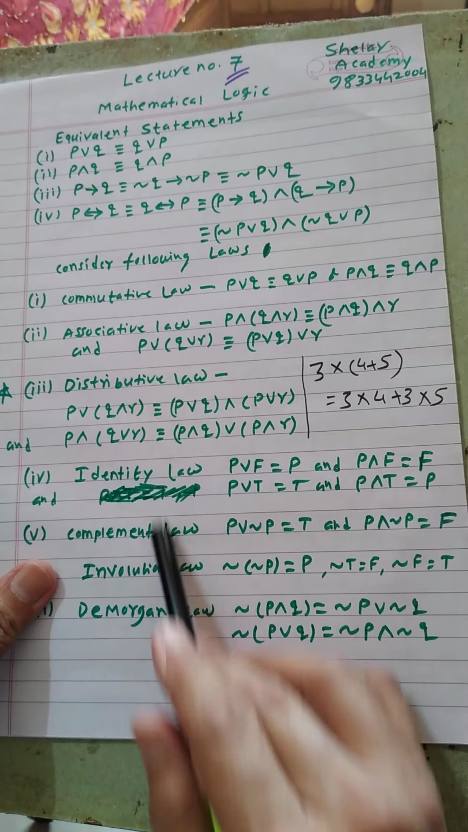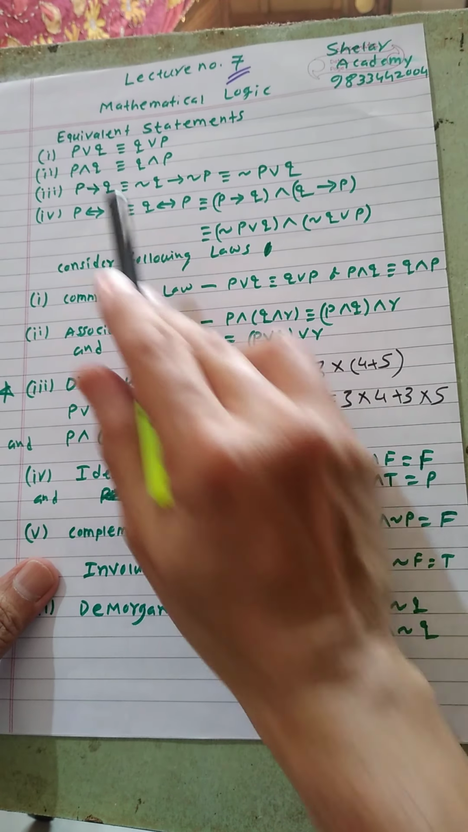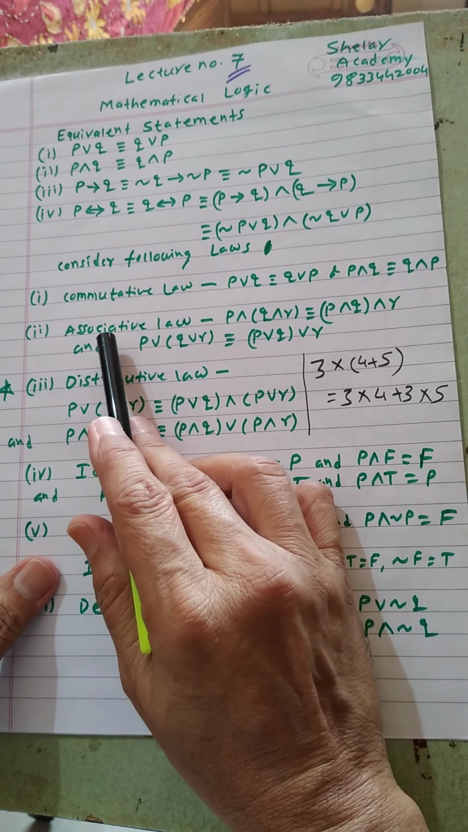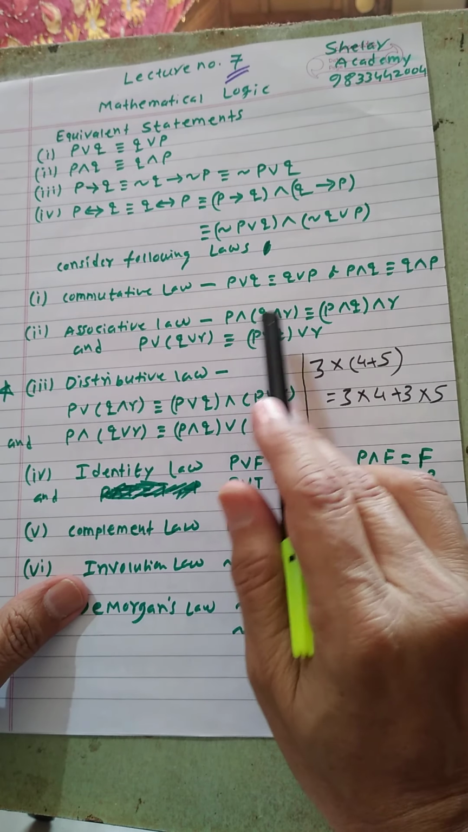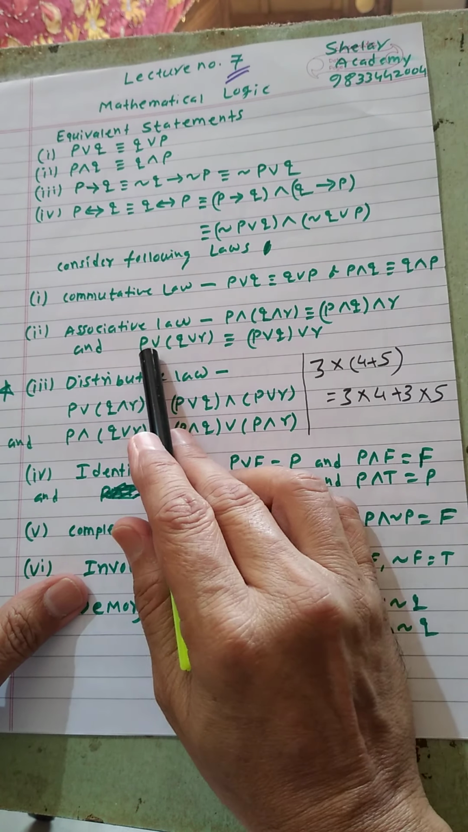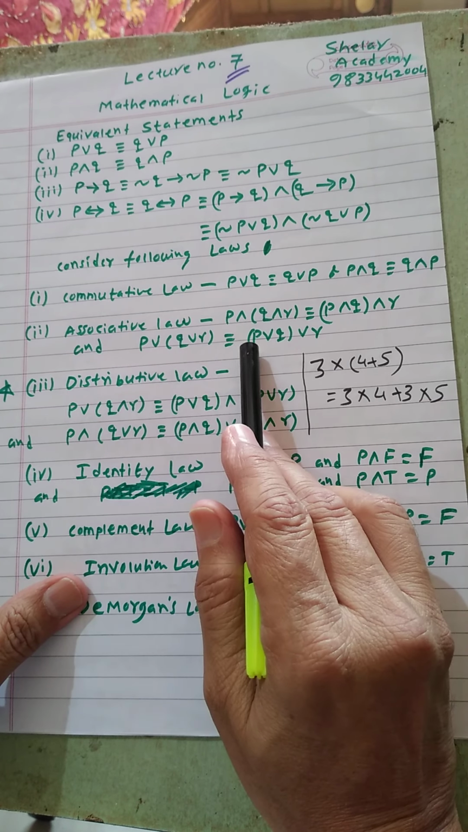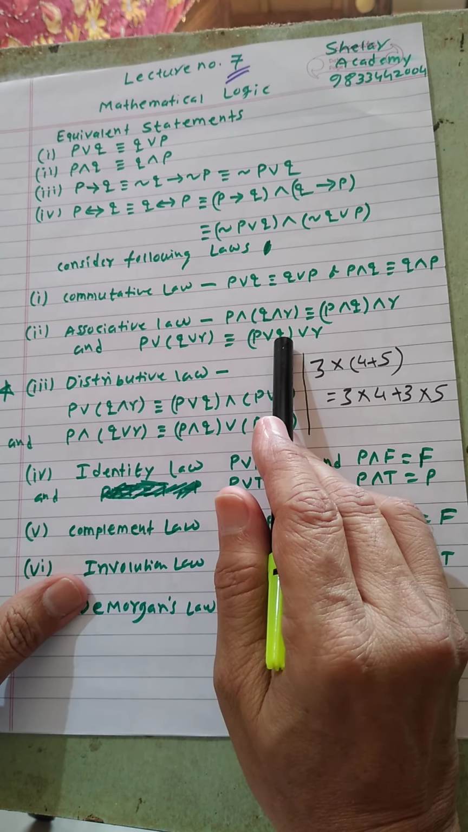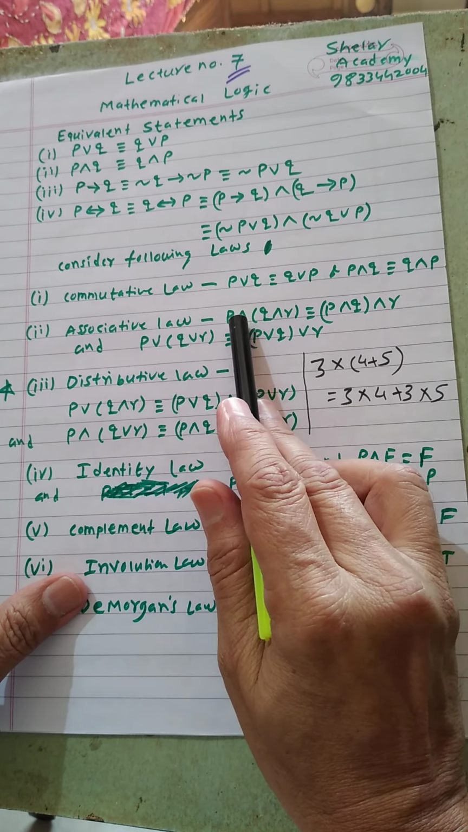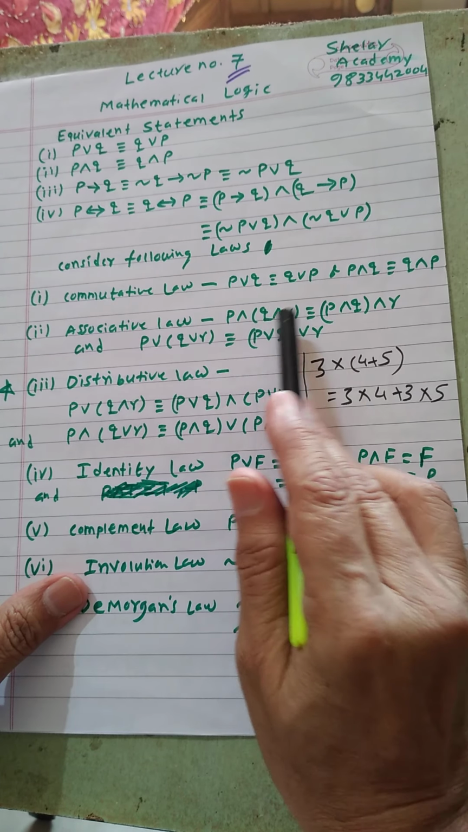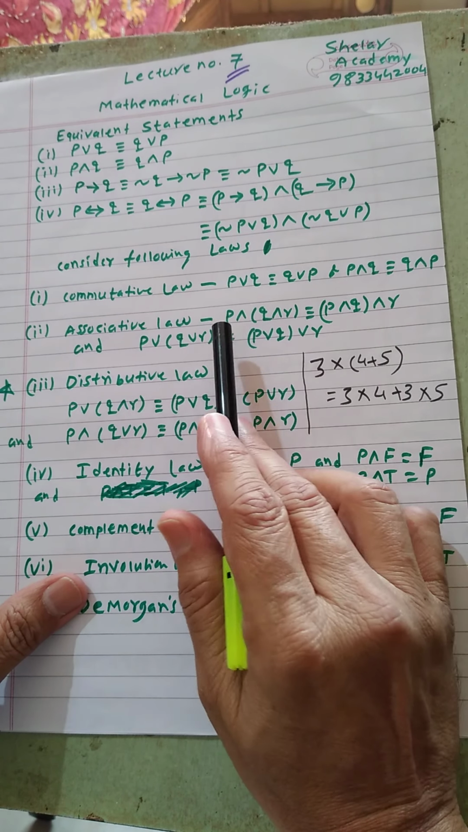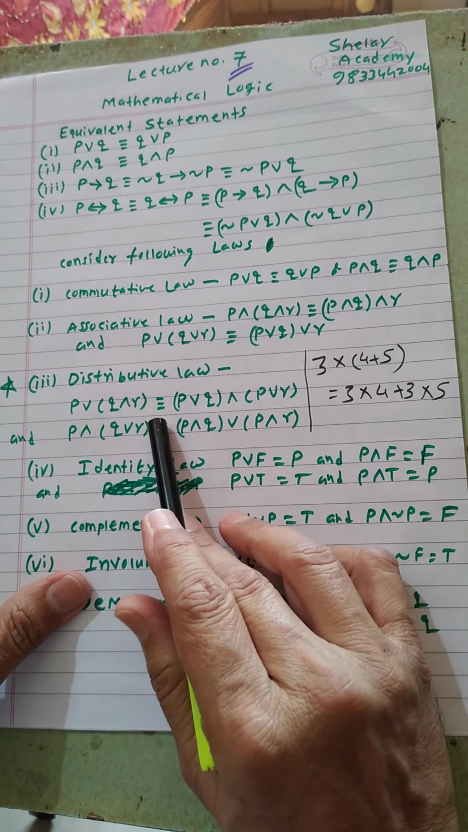Now consider the following laws. Commutative law, I already told you: P or Q is equal to Q or P, P and Q is equal to Q and P. Associative law: P and bracket Q and R is equal to bracket P and Q, bracket and R. P or bracket Q or R is equivalent to bracket P or Q, bracket or R. When similar connectives, and or or, are there, we can interchange the bracket. Otherwise, we have to use a distributive law, which we are going to consider now.